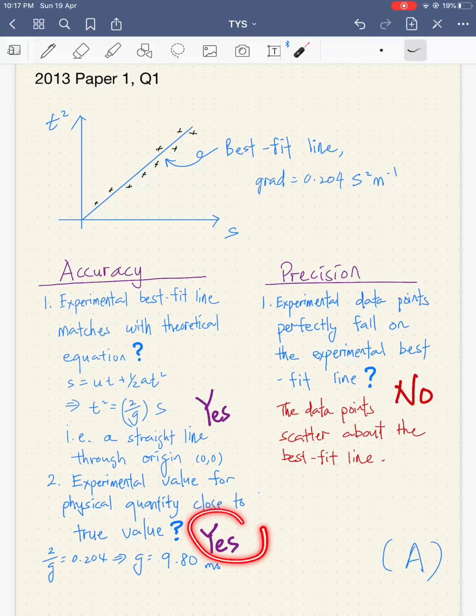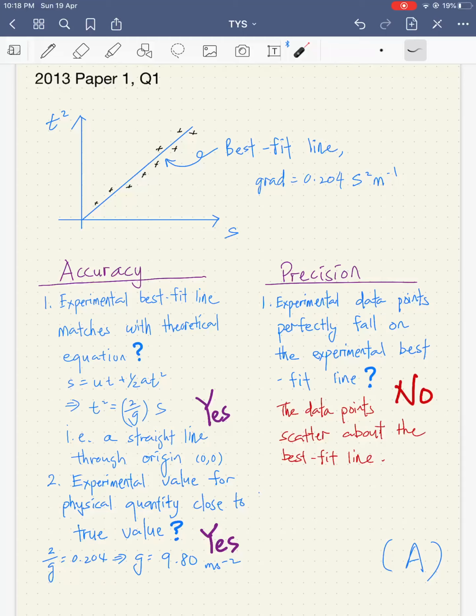Let's see how we conclude this. First of all, we are told the gradient is 0.204. We also know the gradient is 2 over g from the theoretical equation. Therefore, we can write 2 over g equals 0.204, and therefore g equals 9.80, which is close to the true value 9.81. Therefore, it's a yes. When I say close to this value, that means the error is less than 1%, for example.